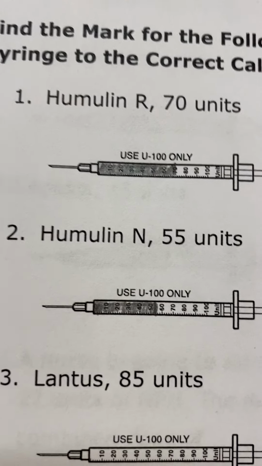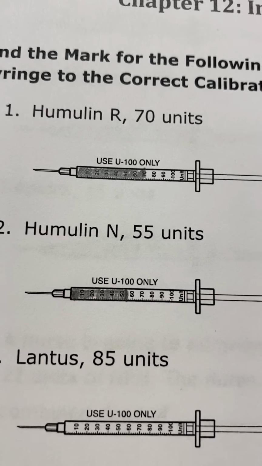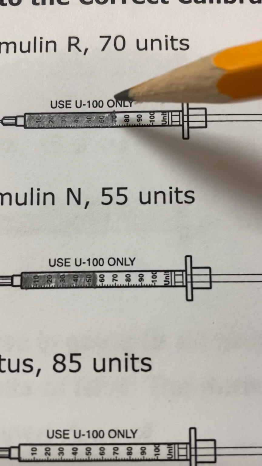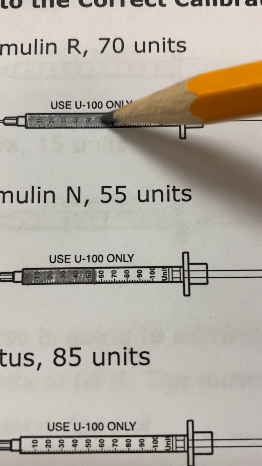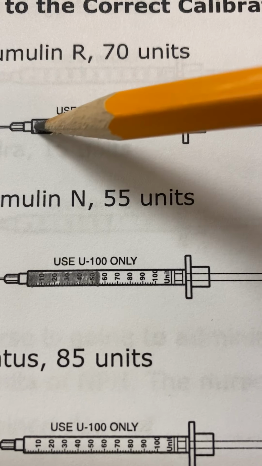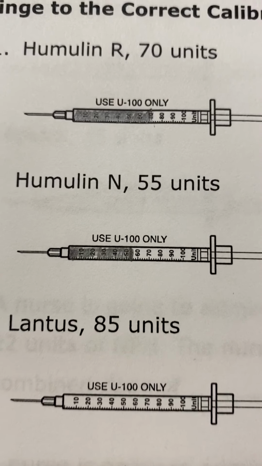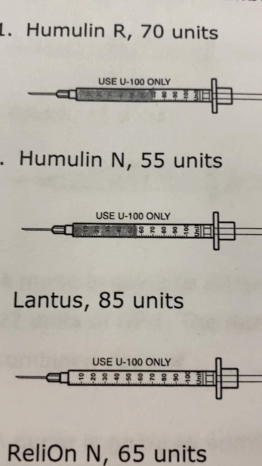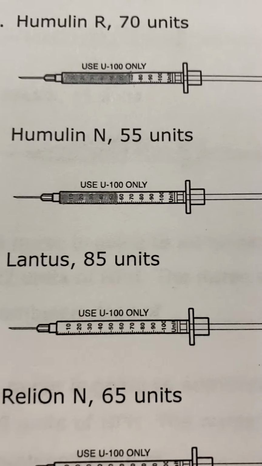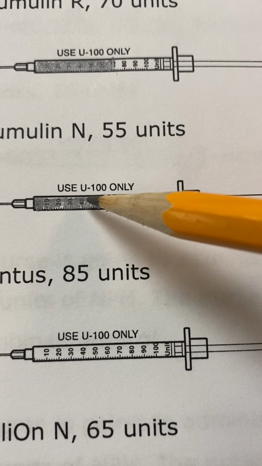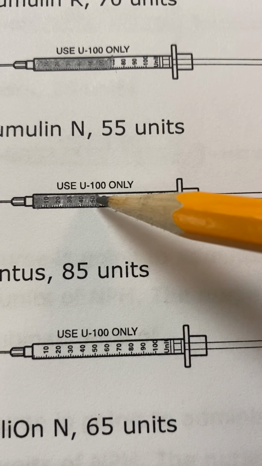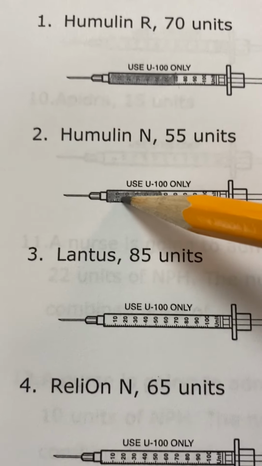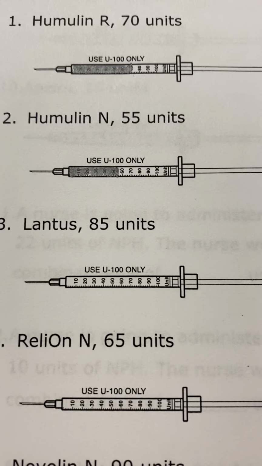Okay, so number 1 says Humulin regular, 70 units. So we're going to use the U100 syringe. I have marked this for you and I've shaded the syringe in to identify the number of units. Okay, the Humulin 55 units, of course, is in between 50 and 60, so at least you know where it should go. And I've shaded number 2 in for you as well.